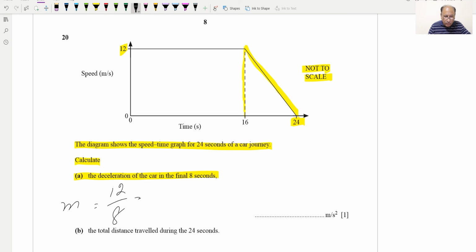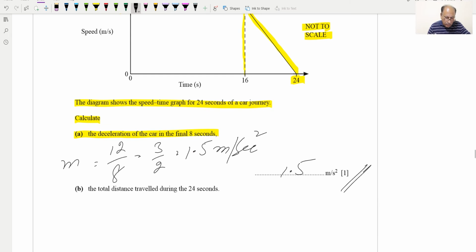This will be 12 over 8, which is 3 by 2, or we can write 1.5 meters per second squared, and 1.5 will be our answer for 1 mark. This is done. Now for part B, they're asking for the total distance traveled during the 24 seconds.